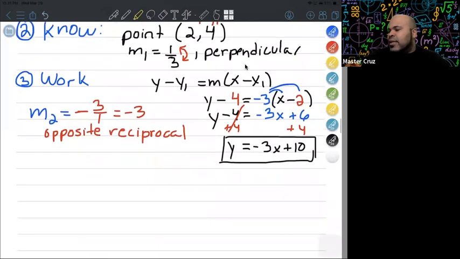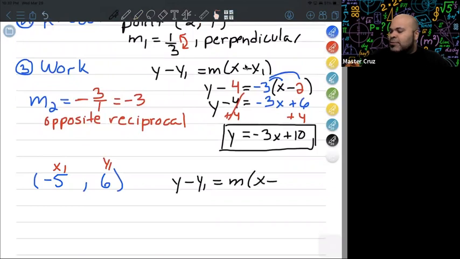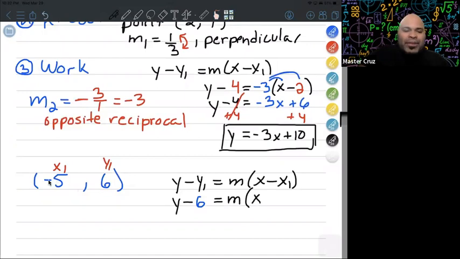The last thing that I want to talk about is unrelated to that problem, but it's important that you write it down. If you substitute this point, x1 and y1, into point-slope form, which is y minus y1 equals m times parentheses x minus x1, you have to be careful because the signs are always the opposite. For example, if I plug in 6, I'm going to get y minus 6 equals the slope, which we don't have right now, times x, but be careful because now this is -5.